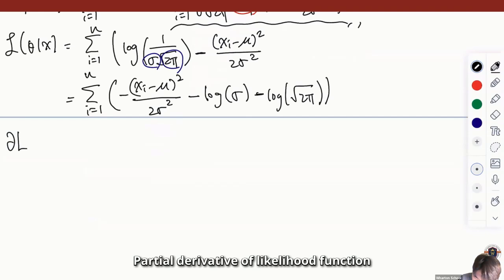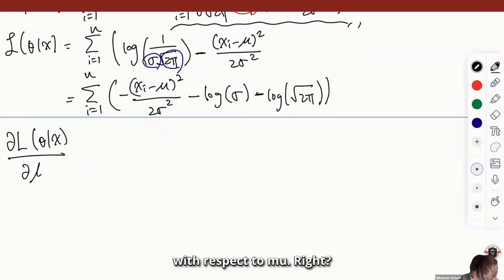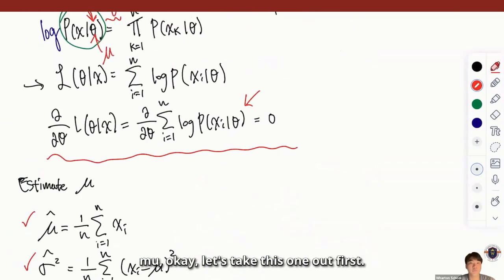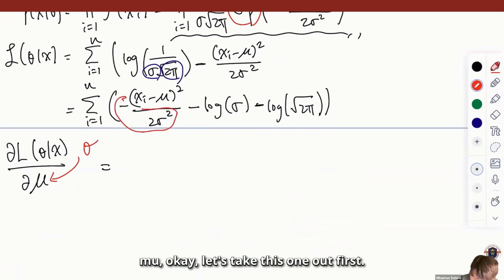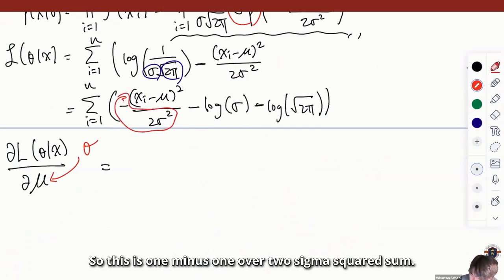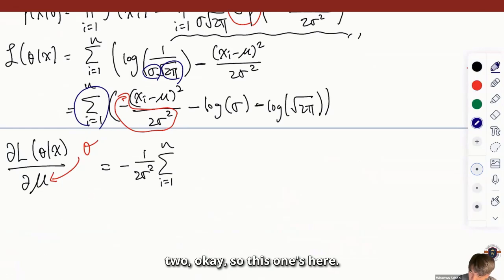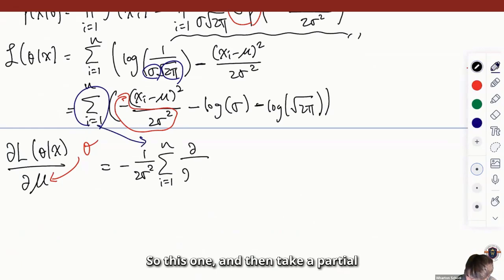Now let's partially differentiate this log likelihood function with respect to mu. Partial derivative of the likelihood function with respect to mu, right? So this mu is our original theta. So instead of theta here, now we're replacing it with mu. Okay, let's take this one out first. So this is minus 1 over 2 sigma squared, sum. I'm just flipping these two. Okay, so this one's here, and then take a partial derivative because this is where it contains mu.